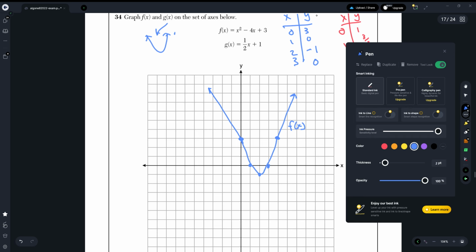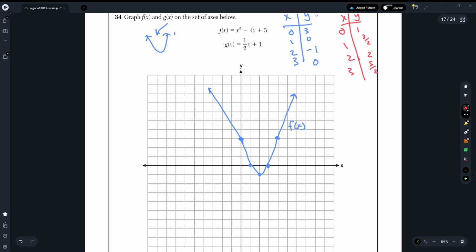So next I'm going to draw my g of x. So when x is 0, my y is 1. Since the next value is a fraction, I'm just going to skip to when x is 2, where y is 2, right?